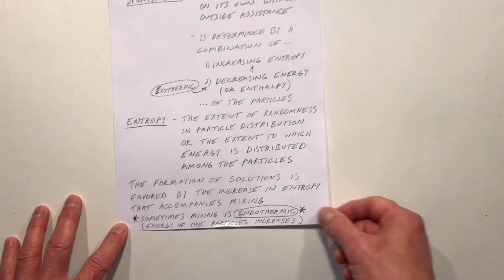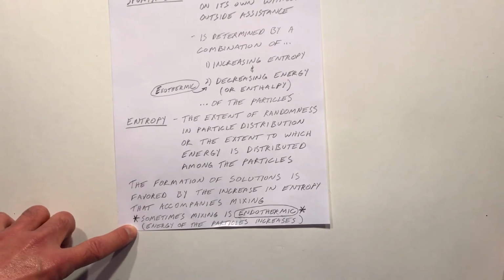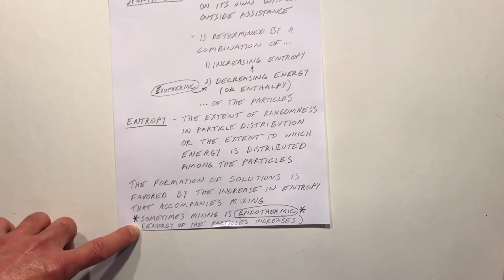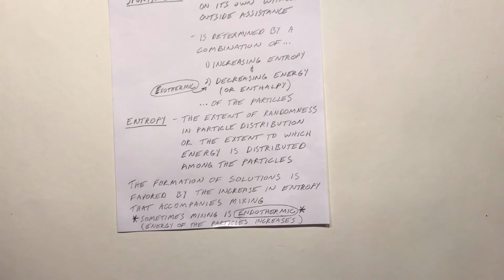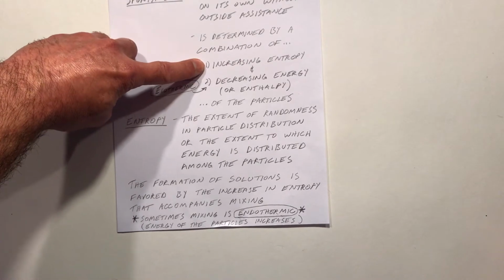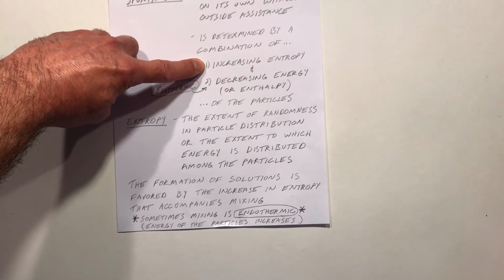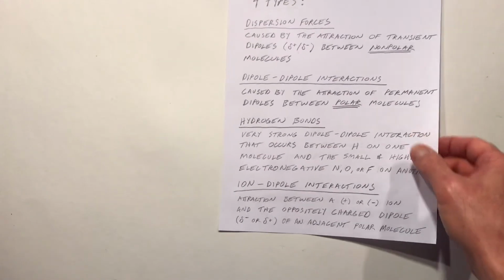So sometimes mixing is endothermic though. So what we see happening is that if the energy of the particles increases because it's an endothermic mixing, in other words, you mix the two substances and you touch it and it feels cold, or you put a thermometer in and the temperature goes down, the reason that's happening is because entropy is a larger factor in those mixing situations. So you can have endothermic or exothermic mixing processes. So let's take a look at intermolecular forces next.